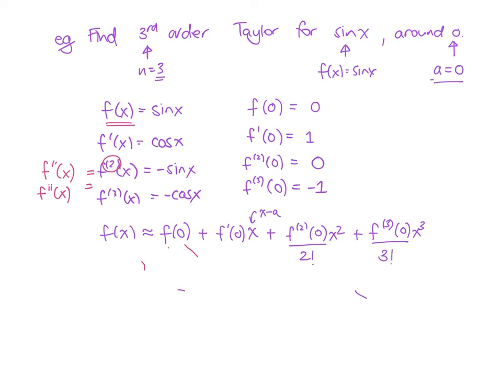And if I plug in the values that I've just calculated, then what I'm going to find is my sine of x is approximately equal to f at 0, which is 0, plus my first derivative times x, which is just x, plus my second derivative, which is 0 times x squared, and then my third term is going to be minus x cubed over 3 factorial, which is x minus x cubed over 3 factorial. So now you can see where that polynomial came from in our earlier examples.